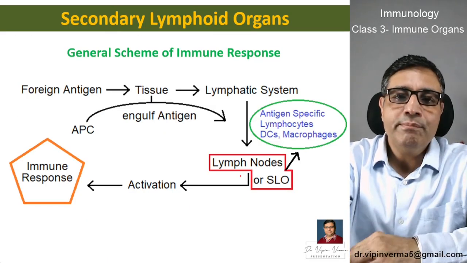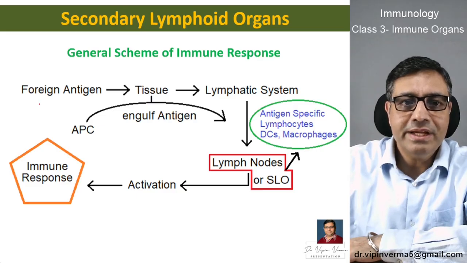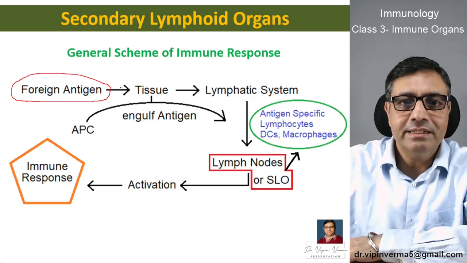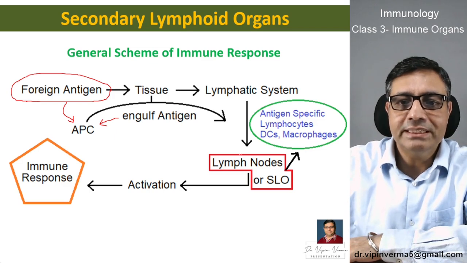Now, this is the general scheme of immune response in the secondary lymphoid organ, how it happens. You can see here we have foreign antigen. This foreign antigen can enter the tissue either independently or it can be taken up by the antigen presenting cell. An antigen presenting cell will engulf the antigen and also take it to the tissue. So ultimately the entry of antigen into the tissue is of prime importance. Once the antigen is inside the tissue, it goes through the lymphatic system and reaches either the lymph node or any other secondary lymphoid organ.